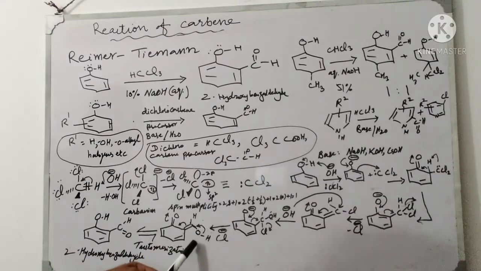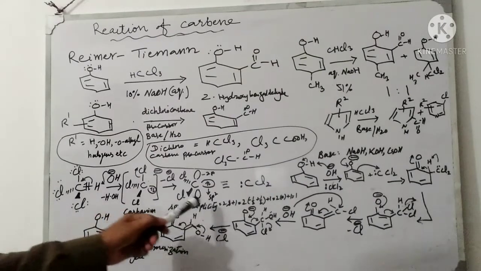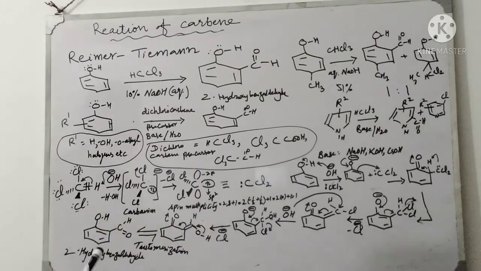This species then undergoes tautomerism, because in tautomerism the position of atoms, likely the hydrogen atom, is changed. So this hydrogen atom is shifted to here. After tautomerization we get 2-hydroxybenzaldehyde as the product. So this is a very important reaction, the Reimer-Tiemann reaction, and this is its detailed mechanism.